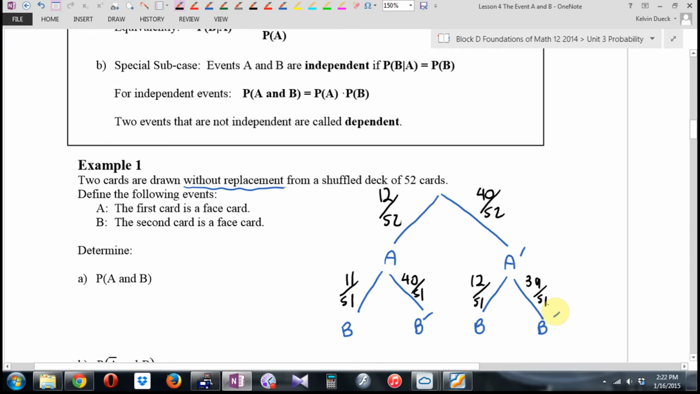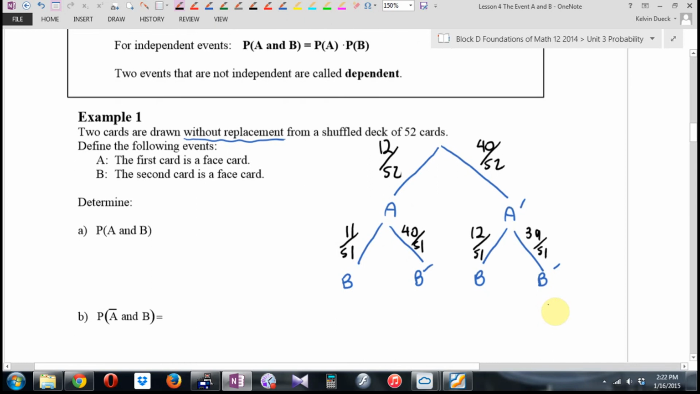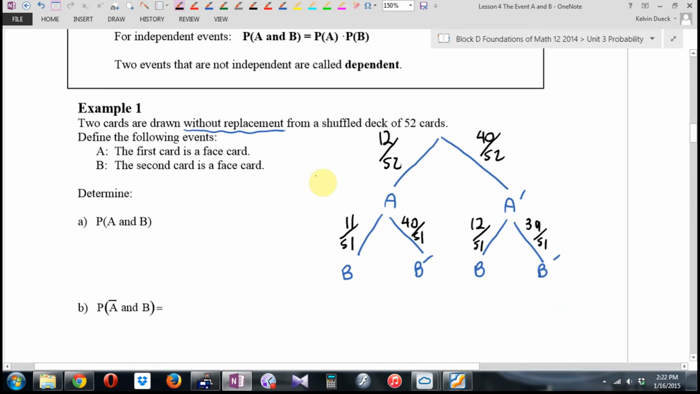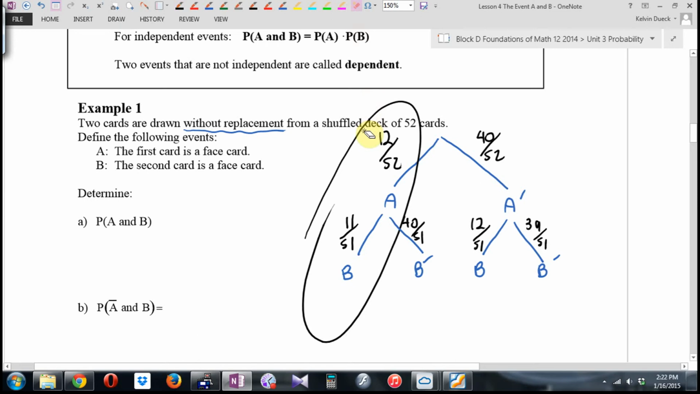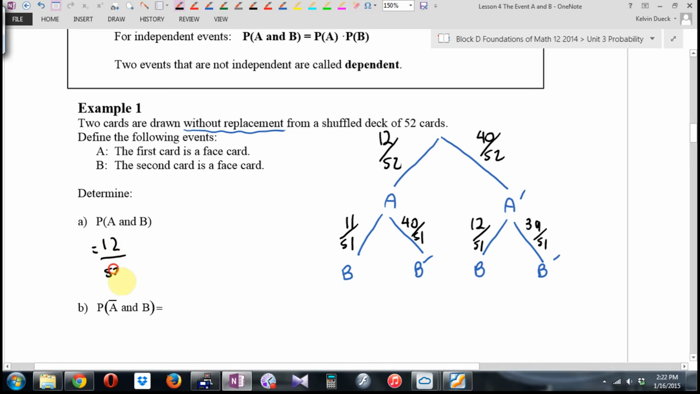I've got my tree set up correctly. What do they want me to find? Determine what? A and B. Multiply down. Don't circle it because it's going to clutter up the diagram. But this is the branch we're talking about, Brianna. It's going to be 12 out of 52 and 11 out of 51. Top times top, bottom times bottom.